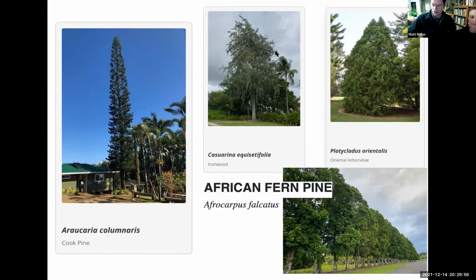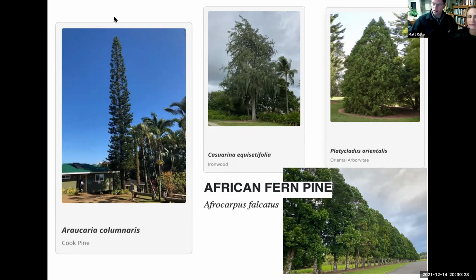It's not a conifer at all. But Casuarina equisetifolia, or the ironwood, often grown and found in coastal areas throughout the islands, is a conifer-like thing. And then there's the arbor vitae, the oriental arbor vitae, or Platycladus, that's grown in people's front yards. Is a small little conifer all over the place. A more and more popular tree is Afrocarpus falcatus. That's the African fern pine that's everywhere, and it's got linear, almost broad leaves to it.